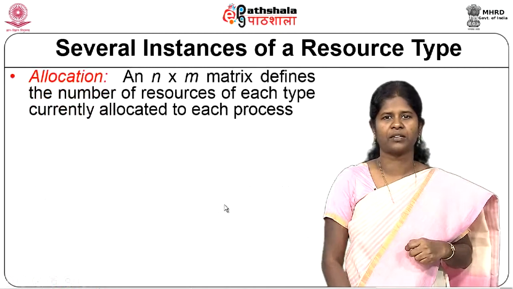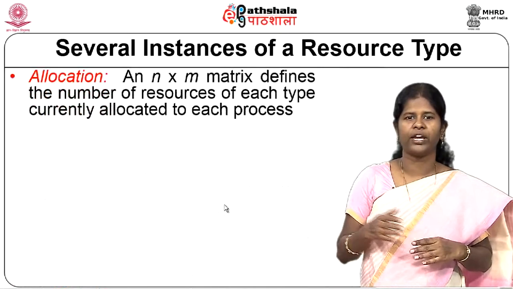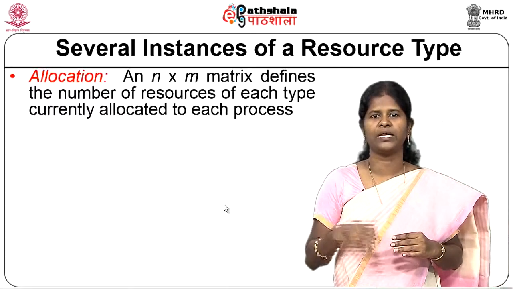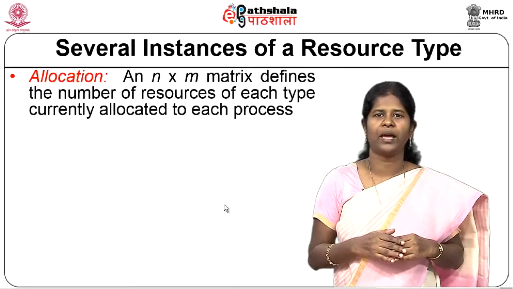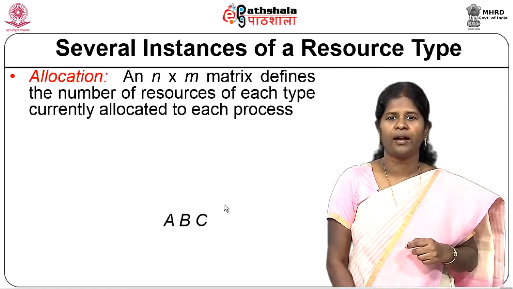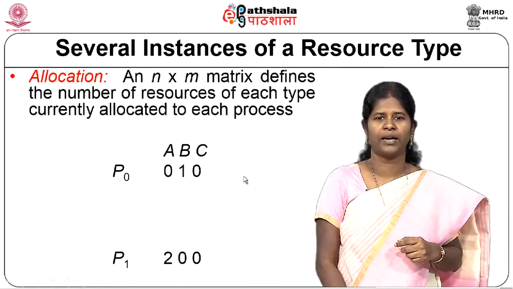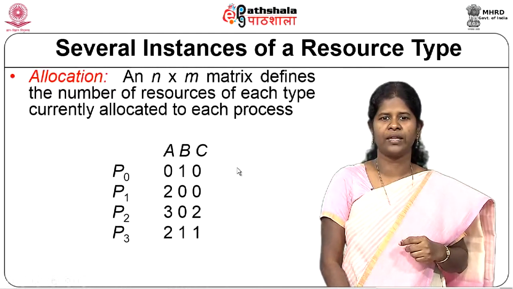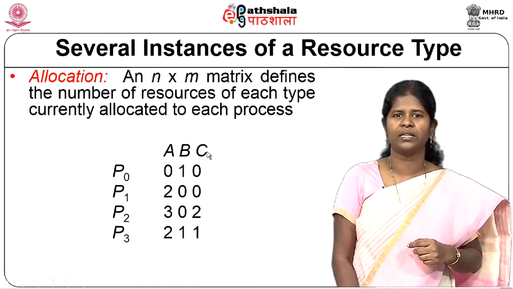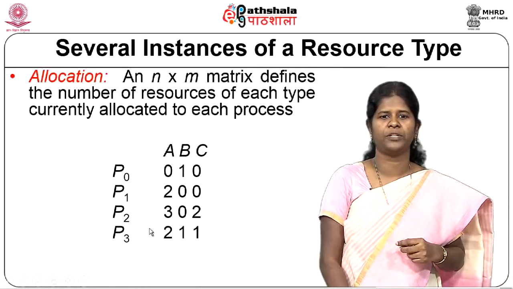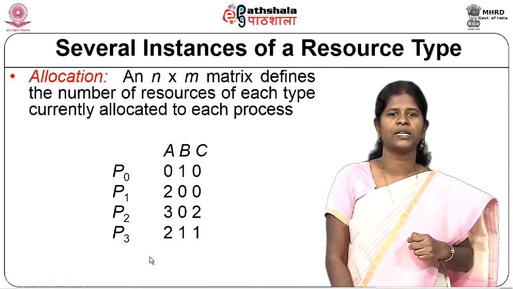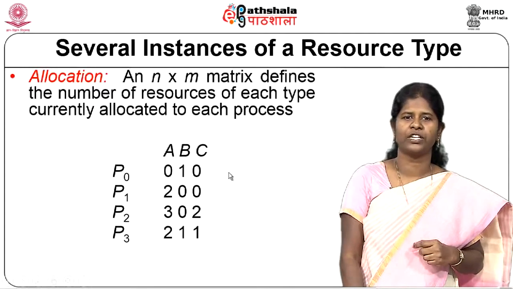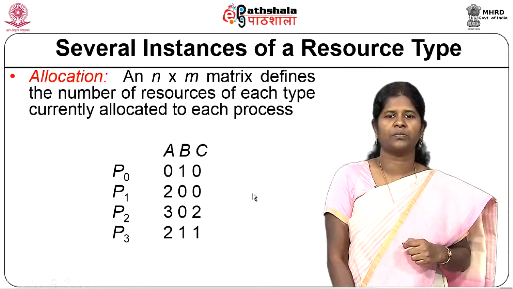And then you have another matrix called allocation, which is an n by m matrix. Rows correspond to the n processes and the columns correspond to the m resources. And you look at this example. Here you see that A, B, C are the different resource types and P0, P1, P2, P3 are the different processes, and this allocation shows how many instances of each resource are allocated to this process.